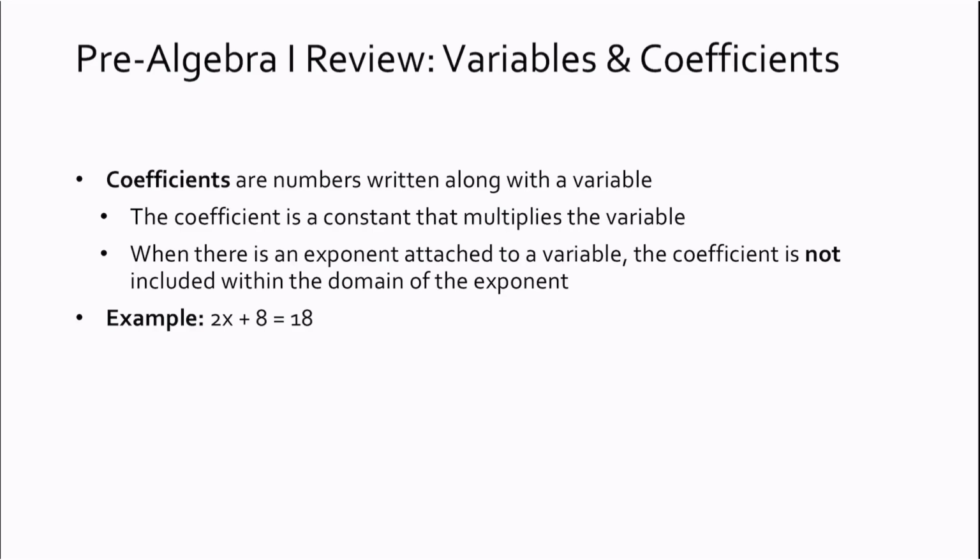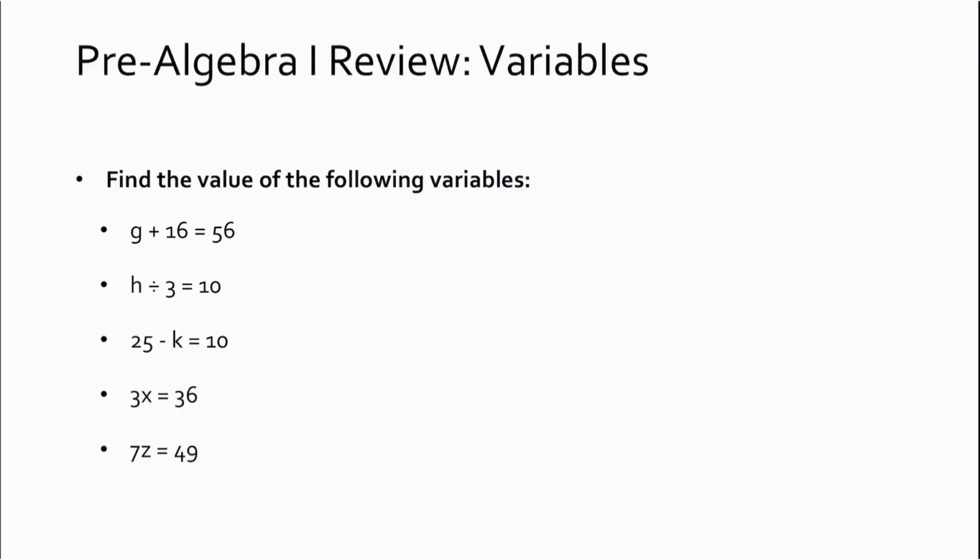For example, here I have 2x plus 8 equals 18. And that means 2 times x plus 8 equals 18. So in this example, x equals 5. 2 times 5 plus 8 equals 18. Pause this video and work out these examples to find the value of the variables.